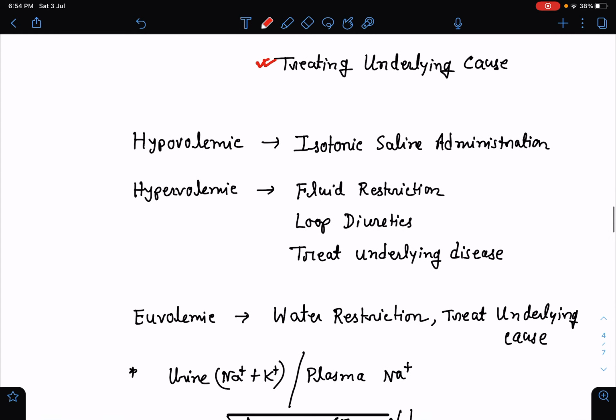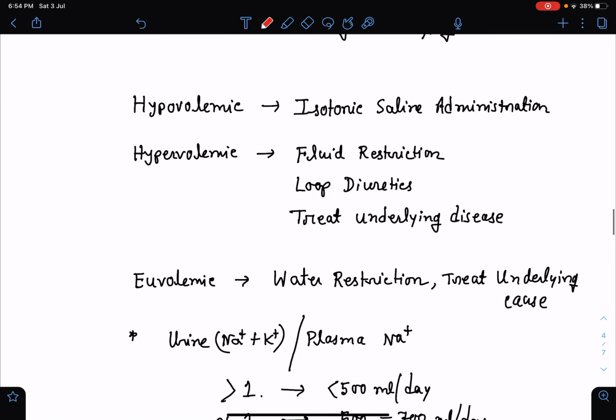Now, if we talk about specifically hypovolemic hyponatremia, then the treatment of choice will be administration of isotonic saline. Administration of isotonic saline will result in an increase in intravascular volume, and ultimately it will lead to water diuresis, leading to correction of hyponatremia.